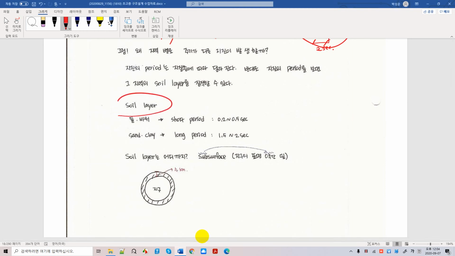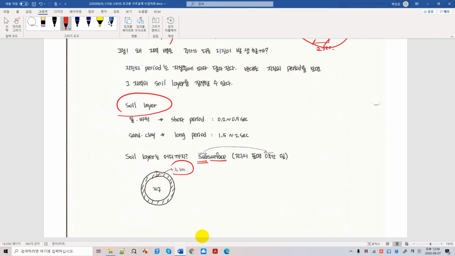Okay, we have a soil layer, but the soil layer is a few kilometers, which is really a thin skin if you take a look at the whole depth of the earth. The diameter of the earth is 6,400 kilometers. So a few kilometers is not really thick compared to the diameter. So we sometimes call that not the surface, but the subsurface. Right?